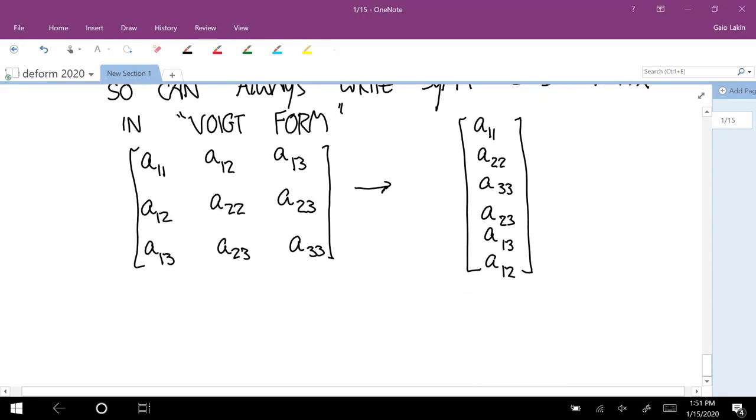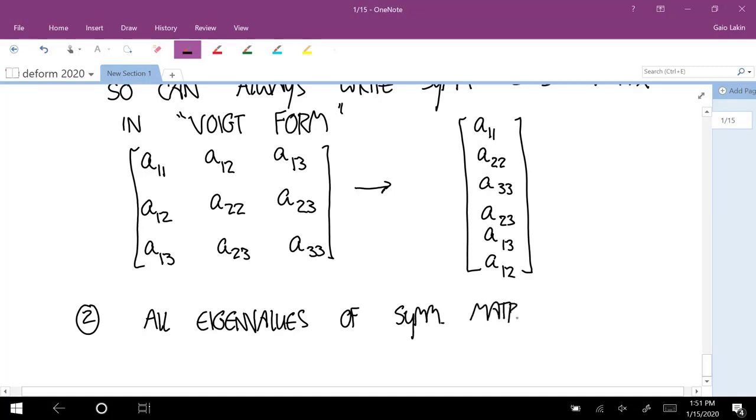And the second one is all eigenvalues of a symmetric matrix are real. In general, eigenvalues can be imaginary. But if the matrix is symmetric, the eigenvalues are real.